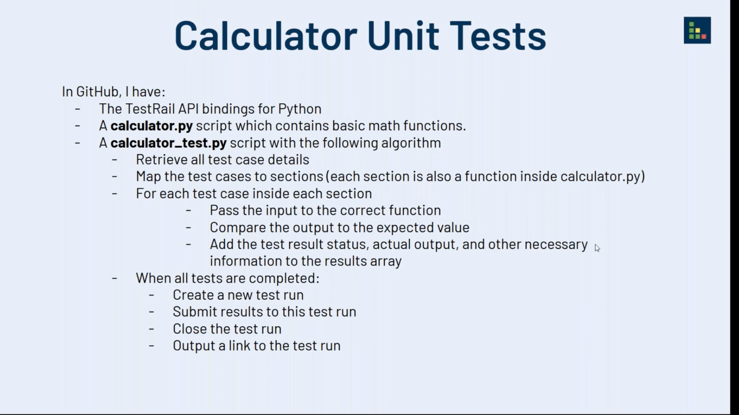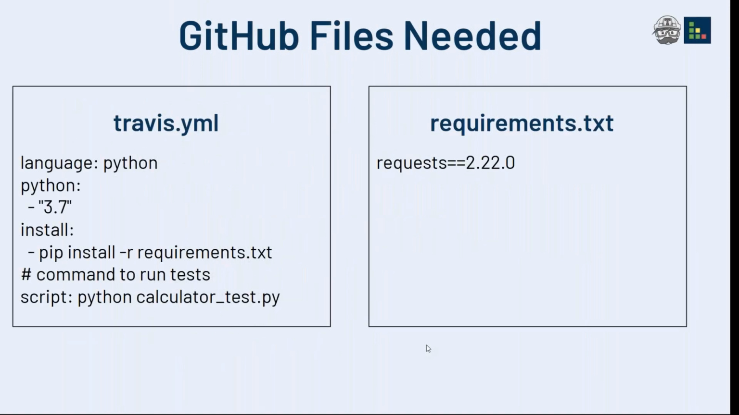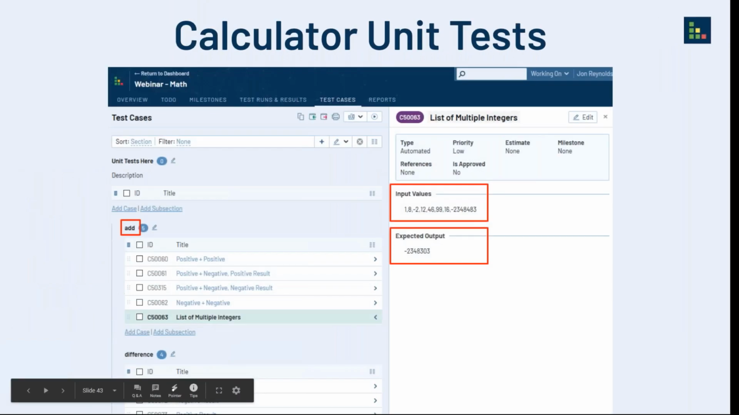So in order to do this, we need this in GitHub. We have a travis.yml file with just the environment information needed, along with the script command to run our calculator test. And the requirements text file just requires requests, the request library, because the TestRail API bindings use the request library to make API requests. So similar to what we saw a moment ago, we have our unit tests with our input and output data.